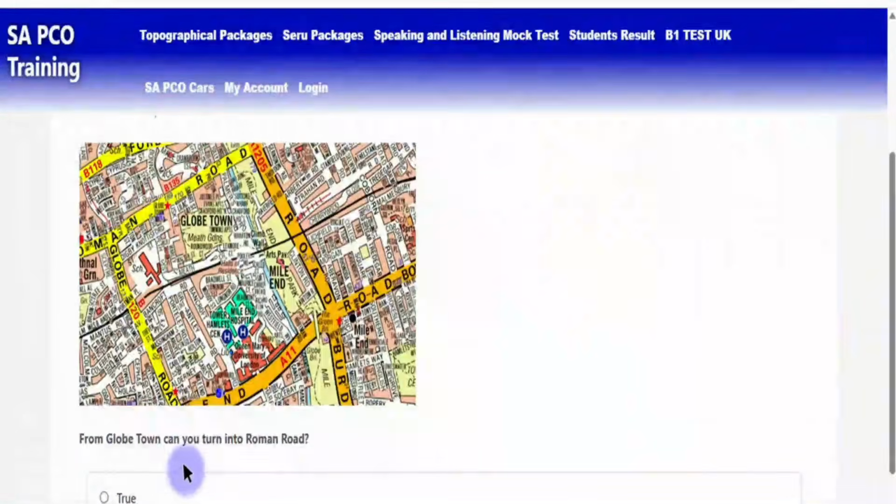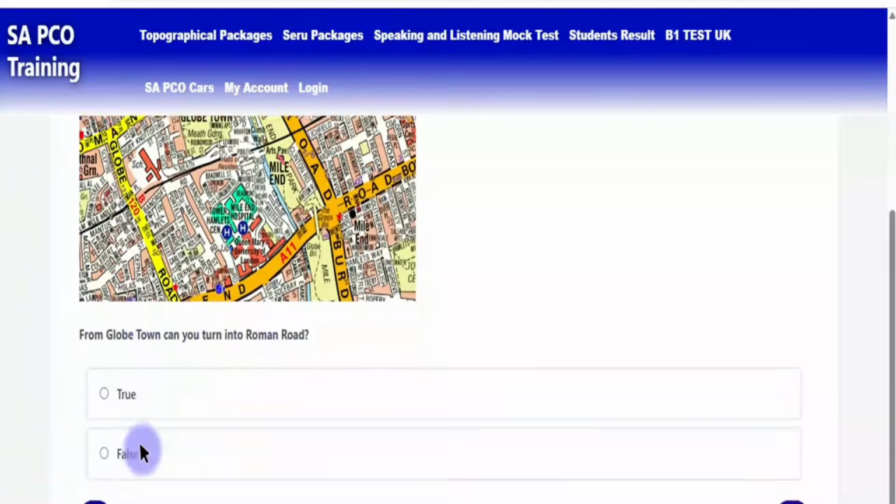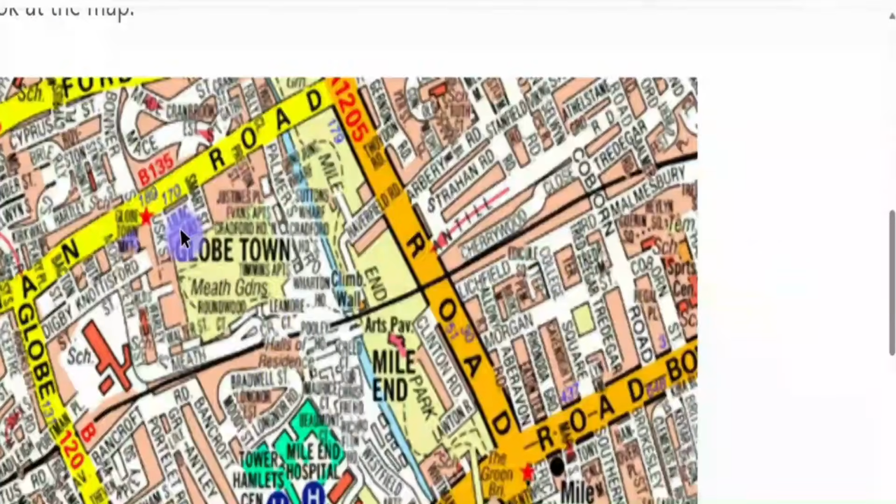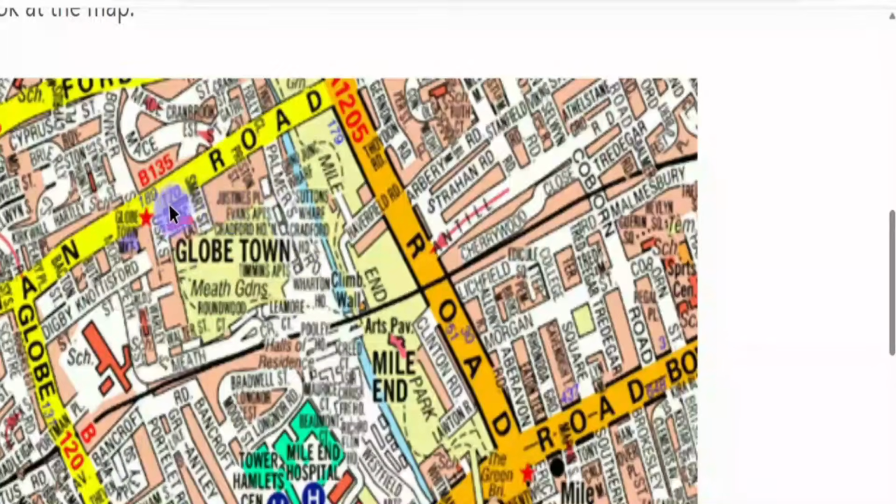From Globe Town, can you turn into Roman Road? Okay, so we have to find Globe Town. Luckily I can see that. Look how easy they make the question. Globe Town, they make it bigger. So you can see that this is Globe Town over here. Let me mark it. This is Globe Town.